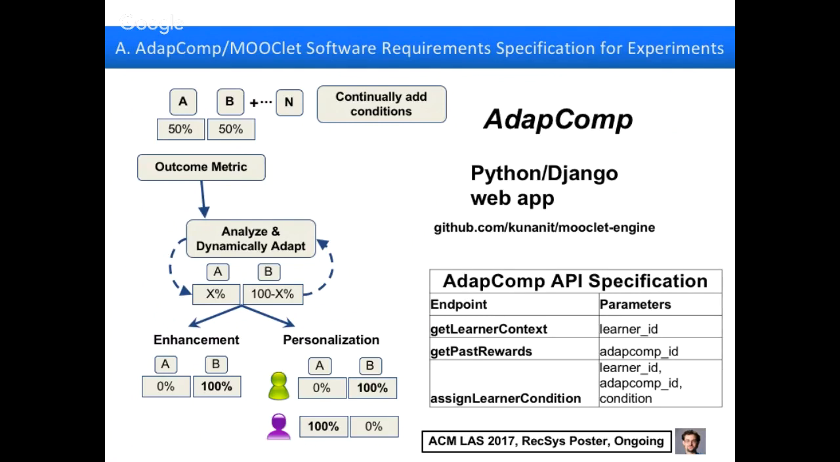But what the specification has been designed for, and we have a Python Django web app, is basically a backend that guarantees that you can run your simple A/B tests. But at any point in time, you could switch to adding new conditions. Or you can plug in machine learning algorithms via API so they can analyze data and personalize.